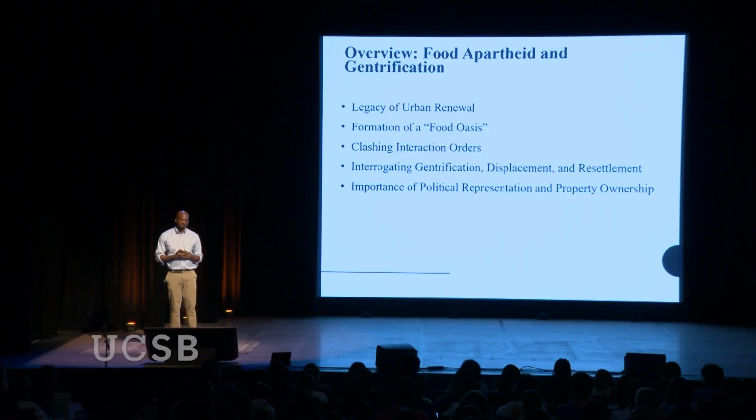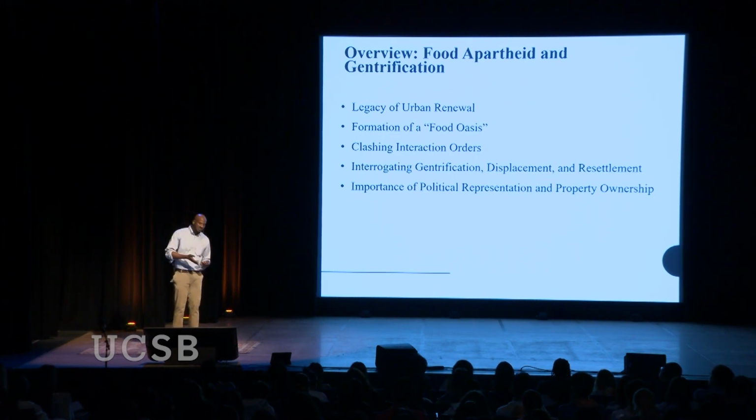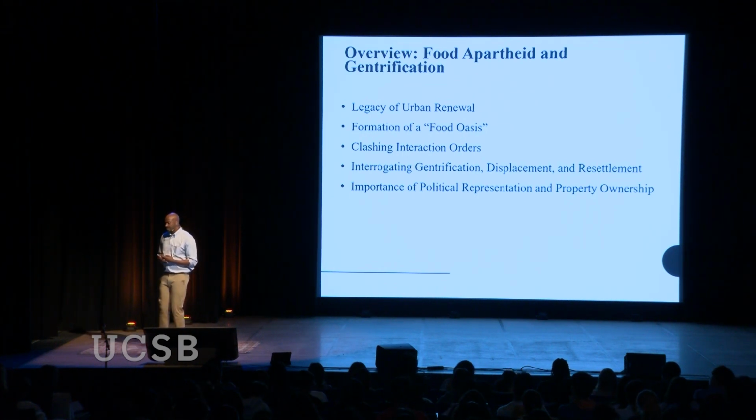And then clashing interaction orders are these things about what happens as the businesses are taking off, and then the neighborhoods, as people who come in and look around and shop at these various stores, decide that they want to live in this space and start buying up houses. And then the people who live there and the new people who move into this neighborhood don't recognize each other. And what do you do in those situations?